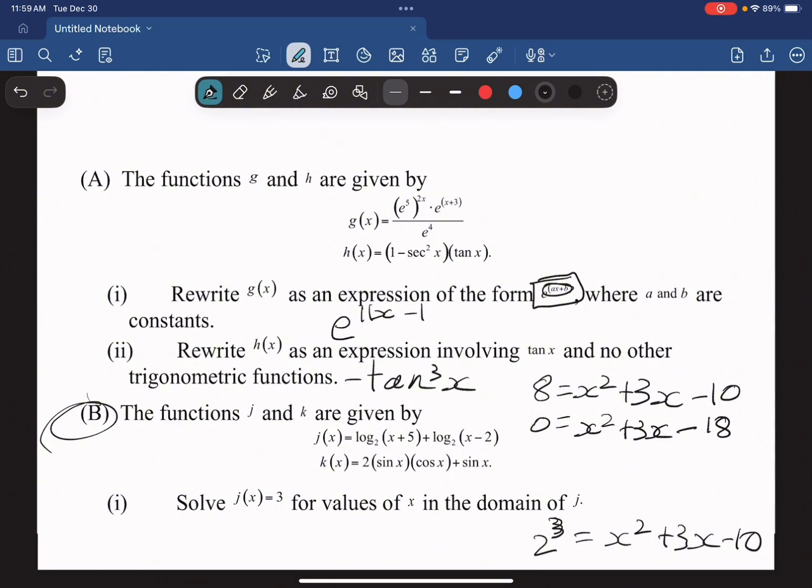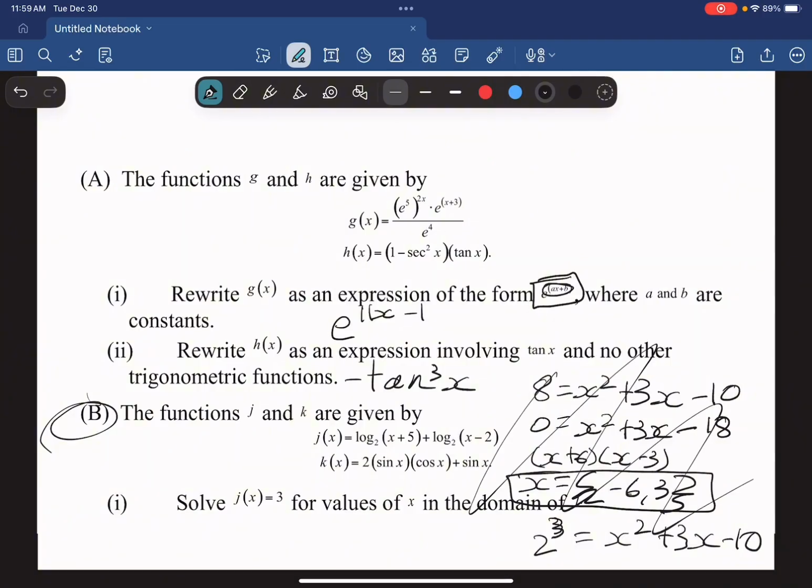And we can just do our zero product property and factor it out to x plus 6 and x minus 3. And that should give us x equals minus 6 and 3. Nice and easy. See? Not that hard. Bang.